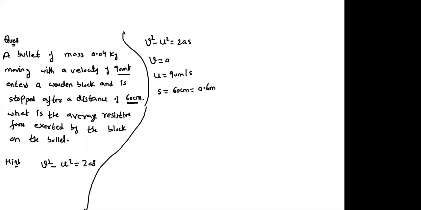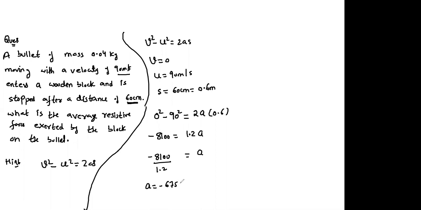Put all values here. Then this is 0 square minus 90 square is 2 into acceleration into 0.6. So minus 8100 is 1.2 a. So your acceleration is minus 8100 by 1.2. It comes out to be minus 6750 meter per second square.